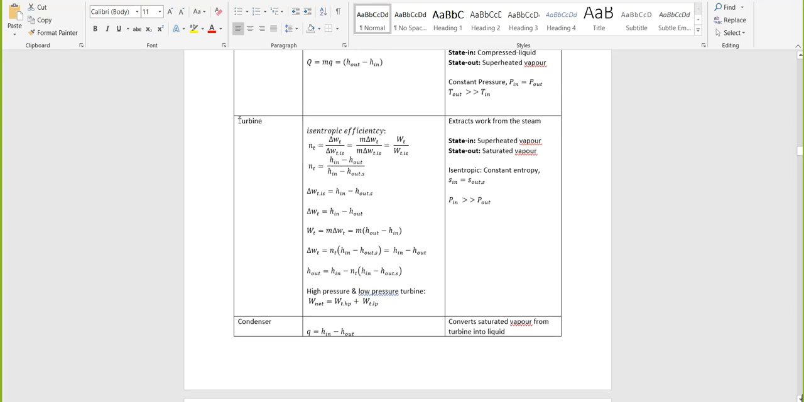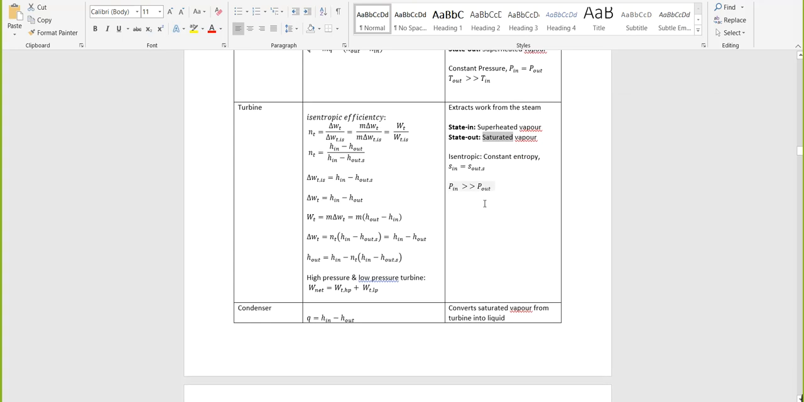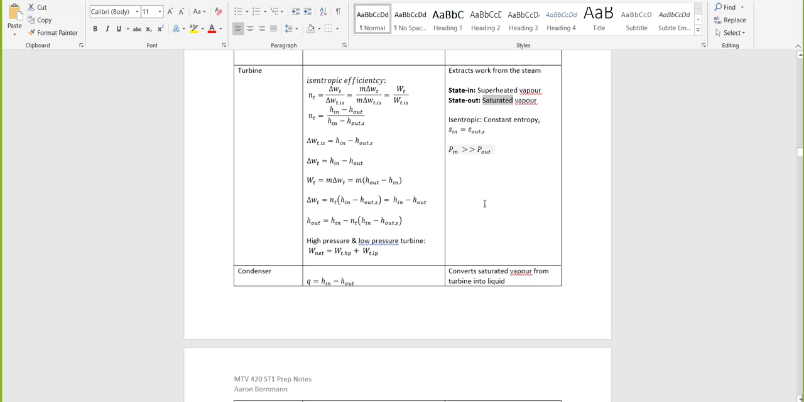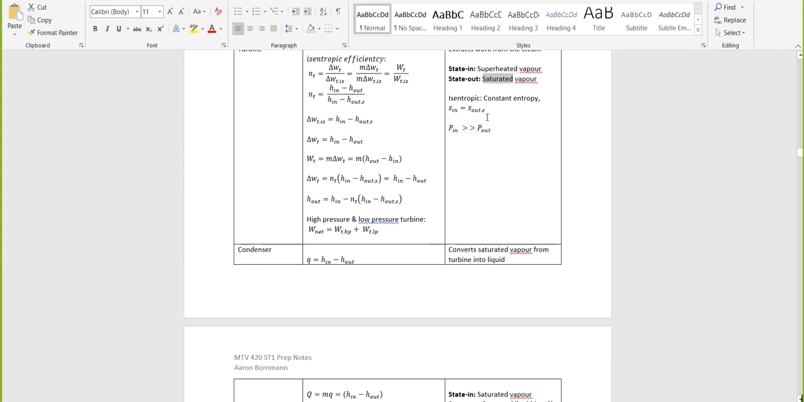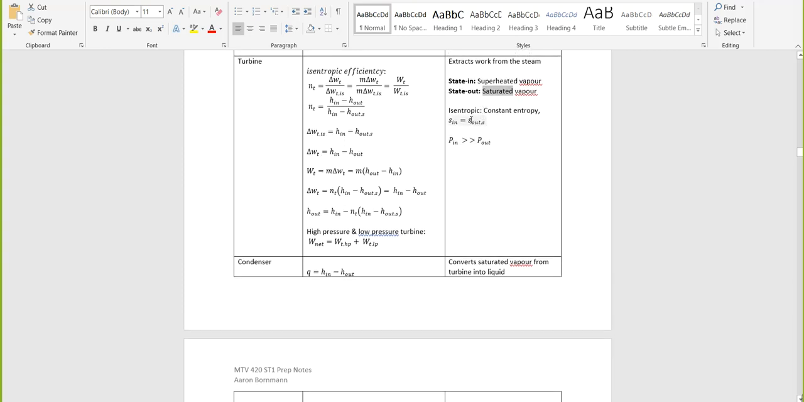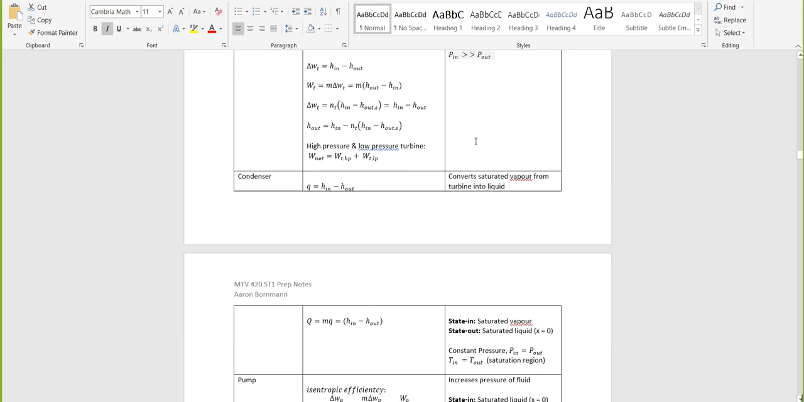Then you have your turbine. Going into the turbine, it's always superheated vapor. Going out, saturated vapor. It will be isentropic, so you always assume that there will be an isentropic state that you're going to use.